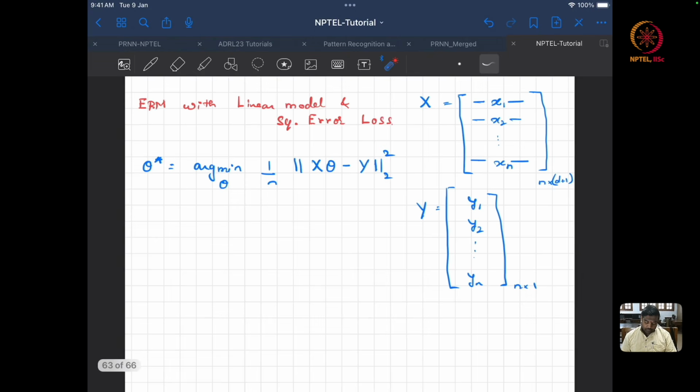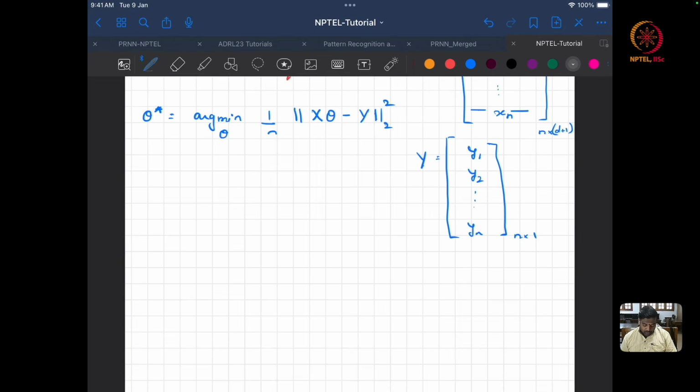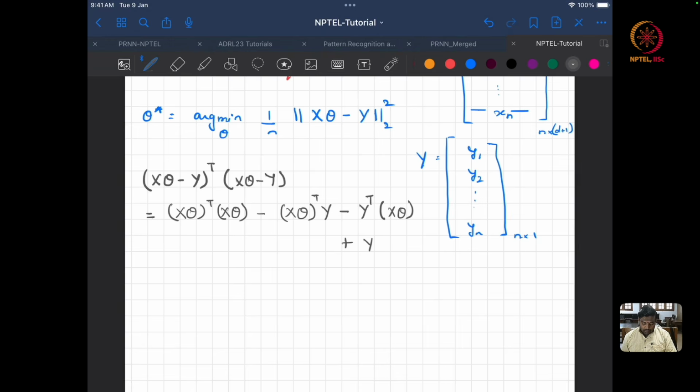So now we can take this and expand. When I have this second norm, it is the transpose of x theta minus y times x theta minus y. So this will be x theta transpose x theta, minus x theta transpose y, minus y transpose x theta, plus y transpose y.